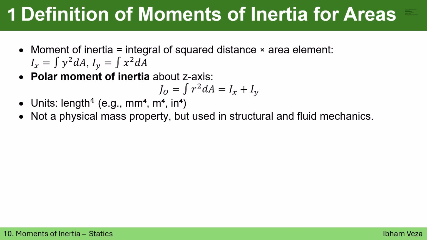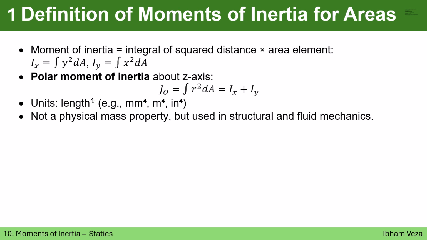Definition of moments of inertia for areas. The moment of inertia of an area measures how the area is distributed relative to an axis. Mathematically, it is obtained by integrating the square of the distance multiplied by a differential area element. The farther an area is from the axis, the greater its contribution to the moment of inertia.